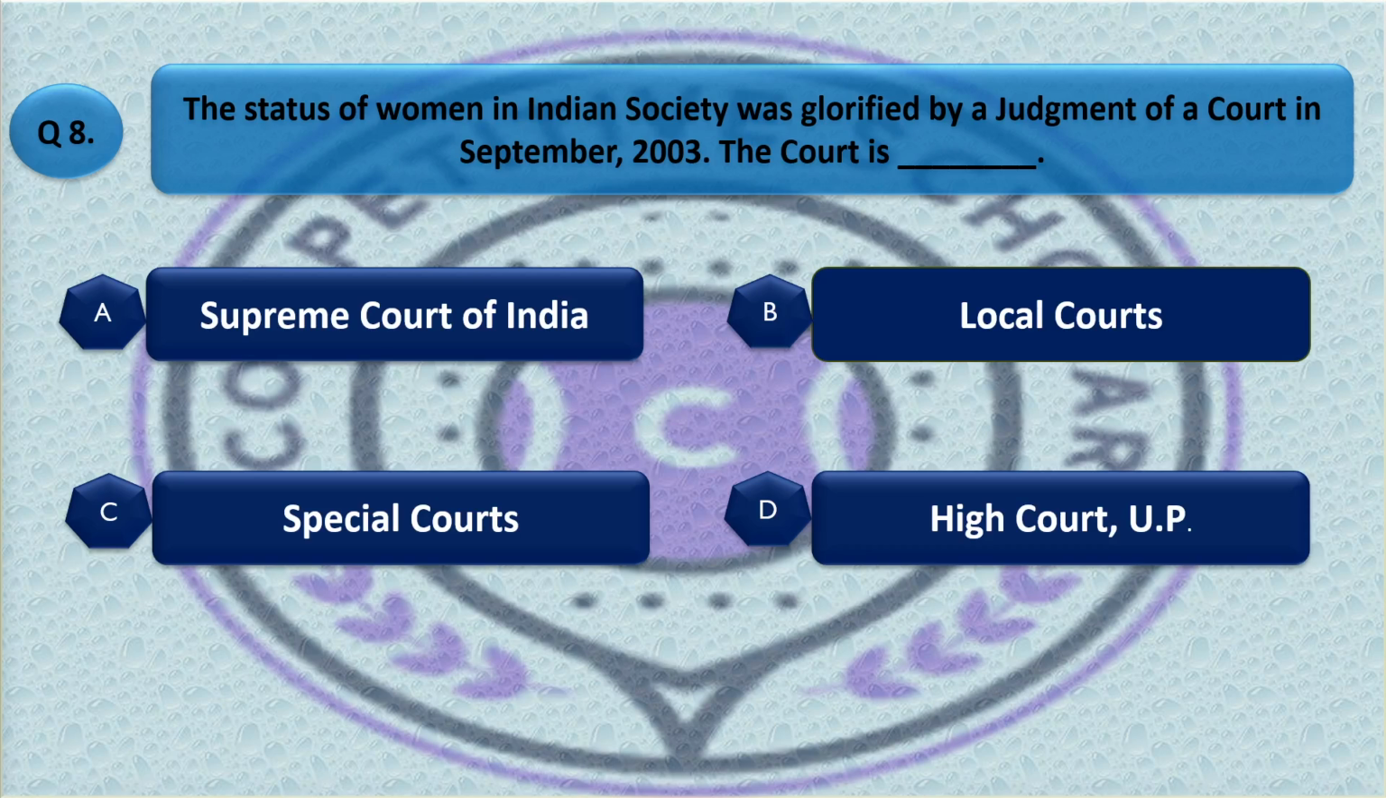Question number 8. The status of women in Indian society was glorified by a judgment of a court in September 2003. The court is option A, Supreme Court of India, option B, local courts, option C, special courts, and option D, High Court UP. Answer is Supreme Court of India, that is answer A.